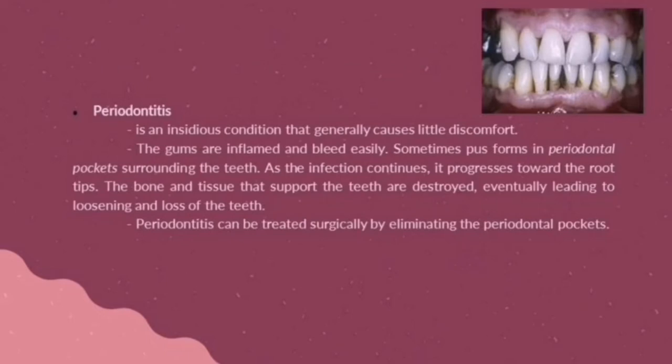Periodontitis is an insidious condition that generally causes little discomfort. The gums are inflamed and bleed easily. Sometimes pus forms in periodontal pockets surrounding the teeth. As the infection continues, it progresses toward the root tips. The bone and tissue that support the teeth are destroyed, eventually leading to loosening and loss of the teeth. Periodontitis can be treated surgically by eliminating the periodontal pockets.